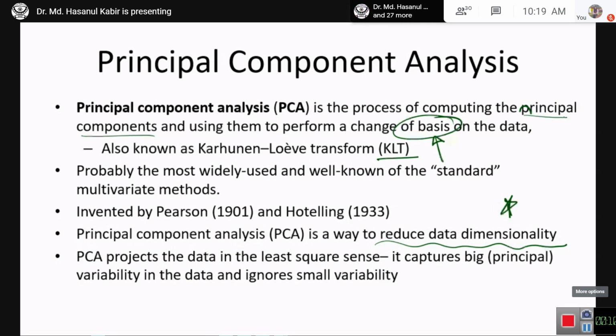How it does this is that it tries to maximize the variability in the data. That means it will try to maximize the data variance. We will try to maximize the data variance. This is the main important thing over here.